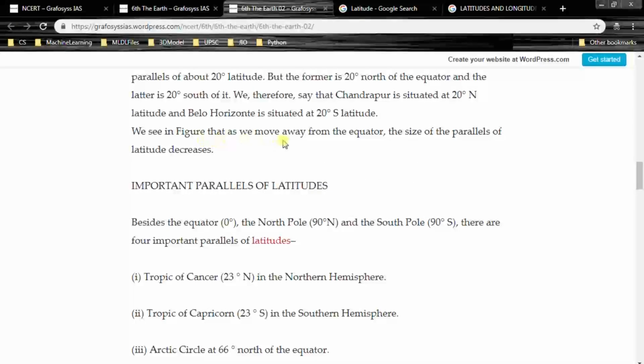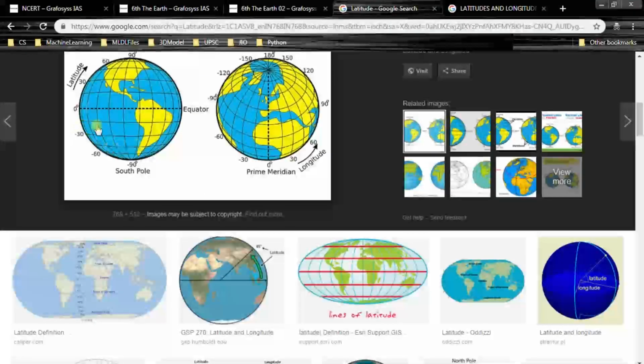So as we move away from the equator, the size of the parallels of the latitude decreases. The size at the equator is very big. As we move to 30 degree or 60 degree, the size decreases. The length of the latitude decreases.